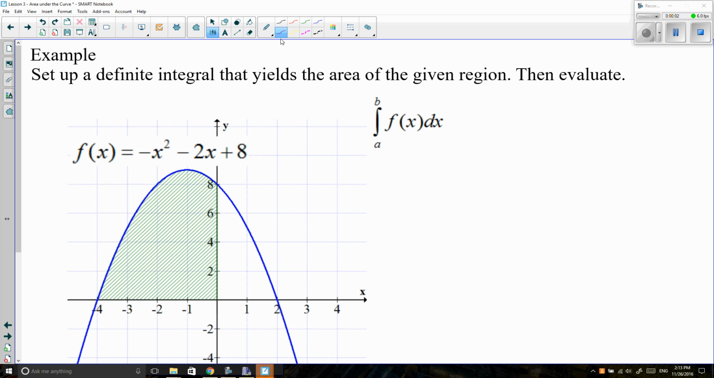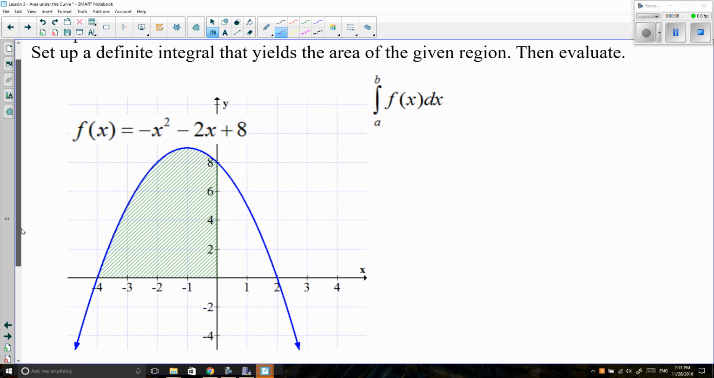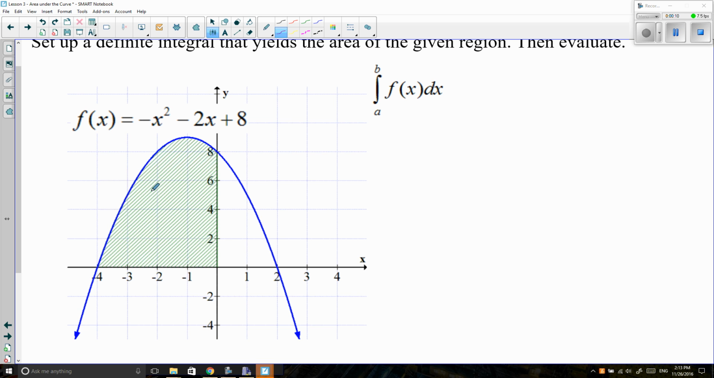Okay, so we're going to do another question that involves setting up a definite integral that yields a specific area, and then find that area. So here is my parabola, and we want to find the area of this green region. First thing I need to do is define my lower and my upper limit. So I'm going from -4 to 0. Okay, so A is equal to -4, and then B is equal to 0.